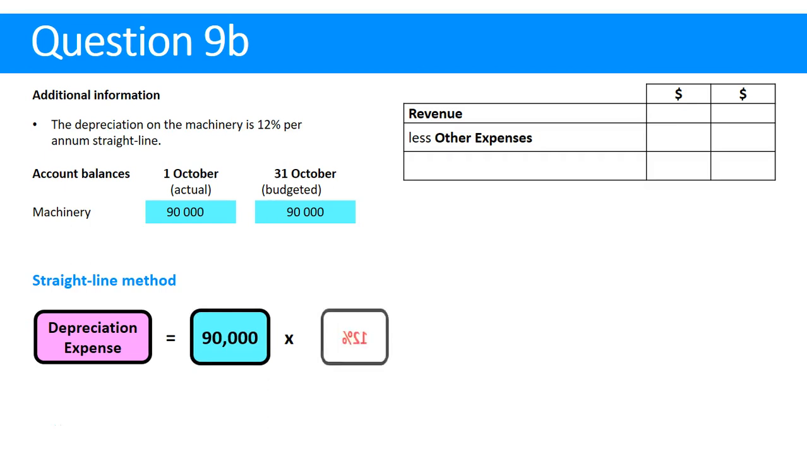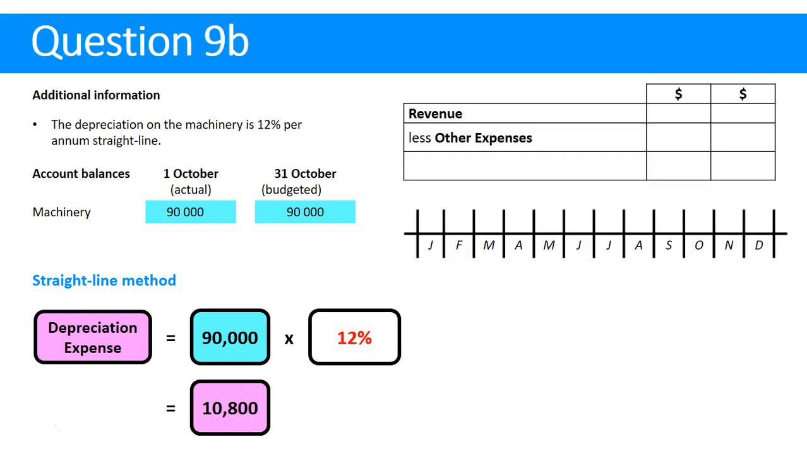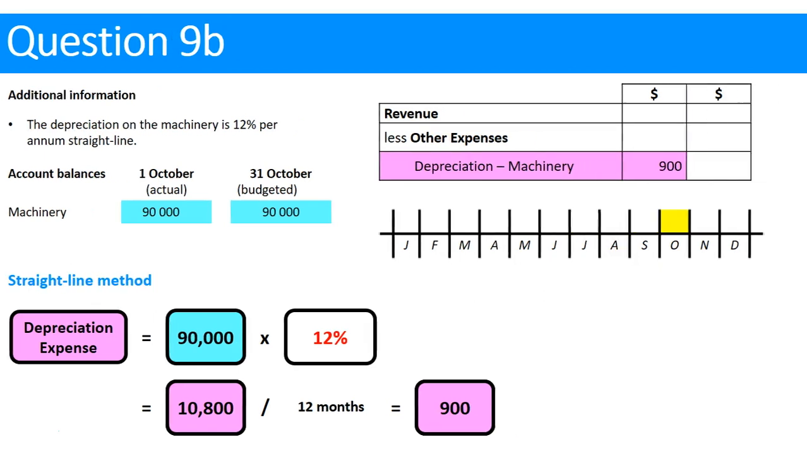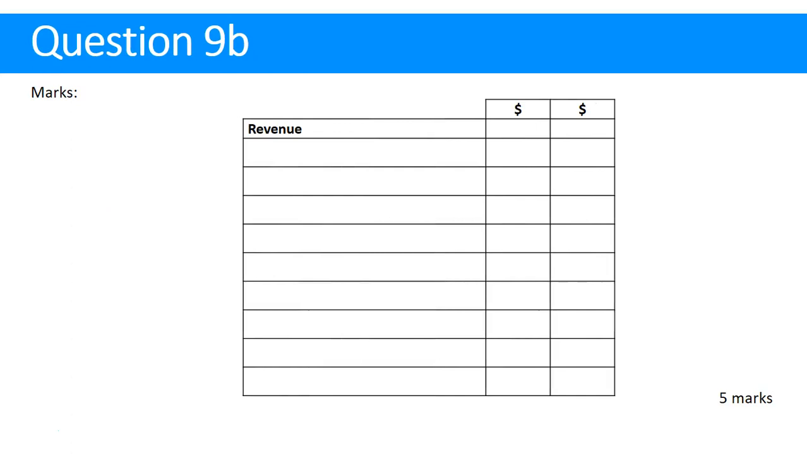We're told the depreciation rate is 12%. 90,000 times 12% is 10,800. Obviously that's for a full year. We're only doing an income statement for October. So we'll divide that by 12 and we'll get $900, and that will be our depreciation expense for October. So that's everything. We've used all the items there. We don't have any left over.